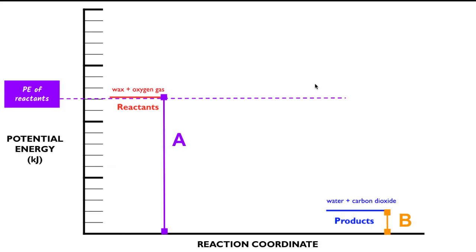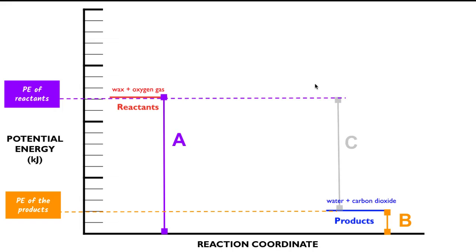I could do the same thing for my products, and then I could figure out the heat of my products, or the potential energy of my products, by looking at how my products line intersects with the y-axis and where it falls on the y-axis that way. So right off the bat, at the very beginning of looking at this diagram, I can see that there's going to be a difference between the potential energy of my reactants and my products. That is known as the heat of reaction.